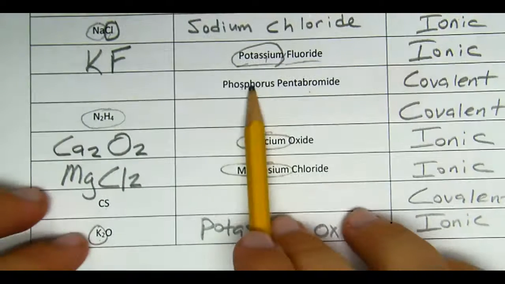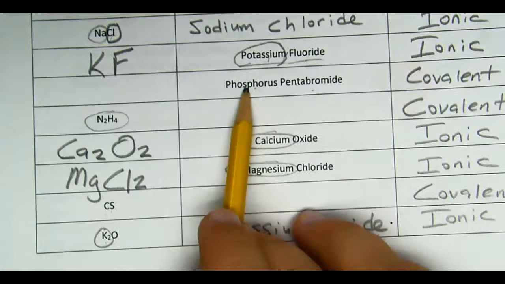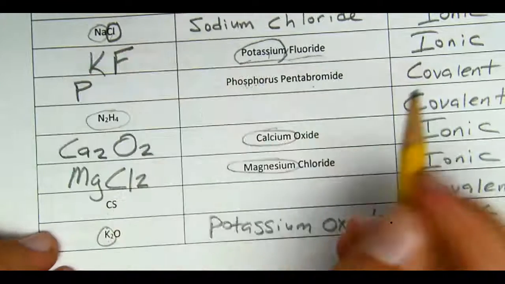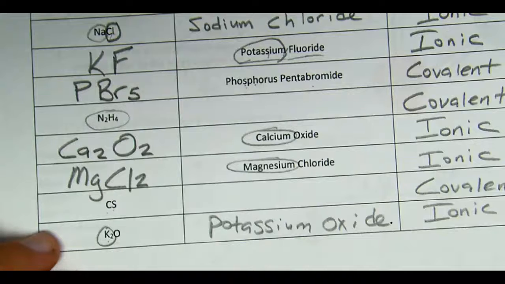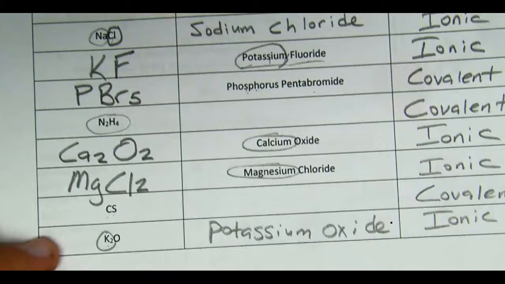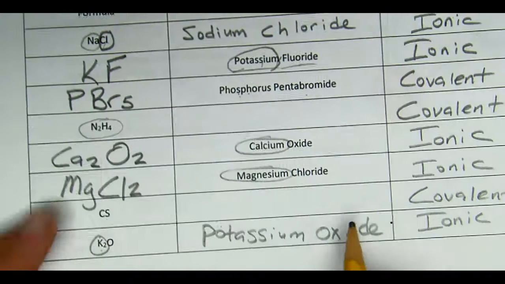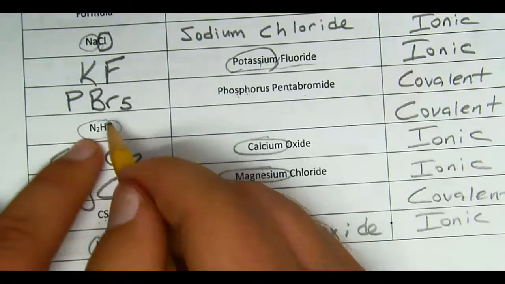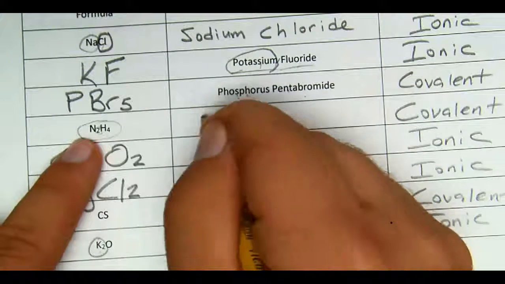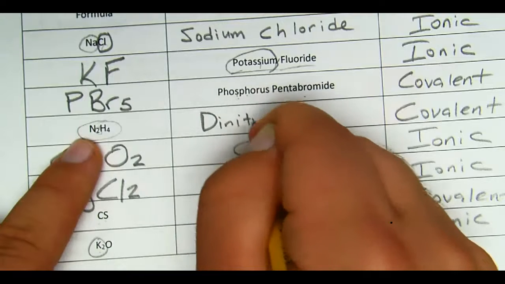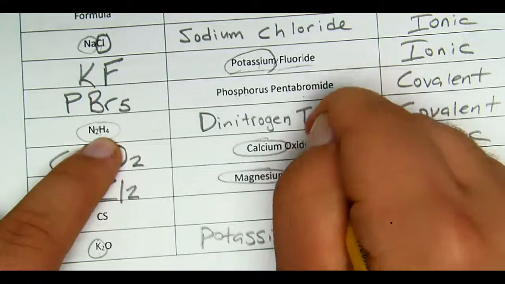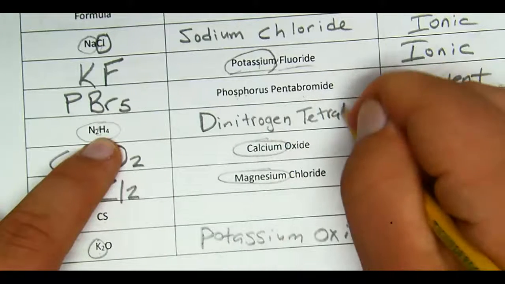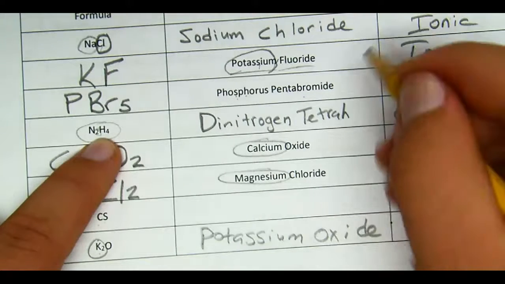Covalent. Phosphorus pentabromide. So phosphorus, how many phosphorus do I have if there's no prefix? 1. So 1 phosphorus. Pentabromide. What's penta? 5. So it is PBr5. Okay. Next one down is N2H4. Well, let's do N2 first. What's my prefix for 2? So I have dinitrogen. What's my prefix for 4? Tetra. That's tricky. Tetra. And instead of hydrogen, it's going to be hydride.